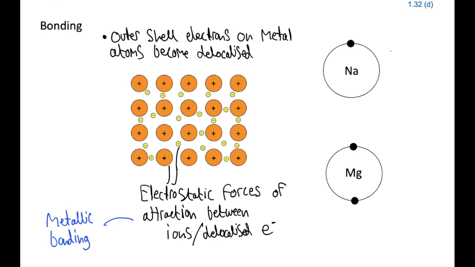So for something like sodium, we would have one outer electron becoming delocalized for each sodium atom, and the attraction would be between the sodium ions and the sea of delocalized electrons. For magnesium, we would have two free electrons, two delocalized electrons for each magnesium atom, and the attraction would be between these two electrons and the magnesium 2 plus ions.